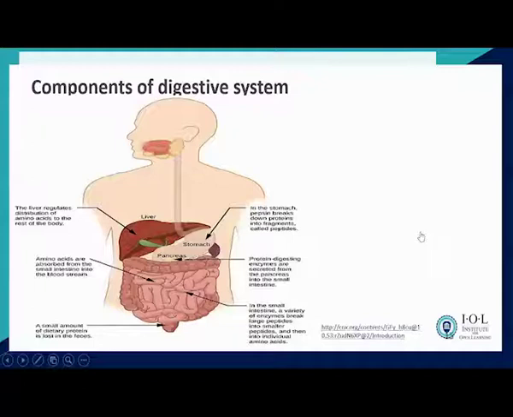Then we have the pancreas, which releases the digestive juice. It contains the pancreatic juice, where we have enzymes such as amylase, trypsins, and lipase. Then we have the small intestine, divided into the ileum and the jejunum. In the small intestine, we have the completion of all the digestion of the large food molecules, the lipids, the proteins, and the carbohydrates. Then we also have the absorption of these nutrients.